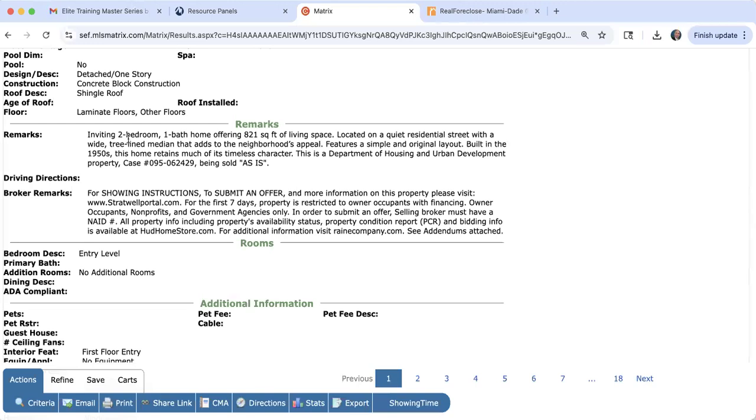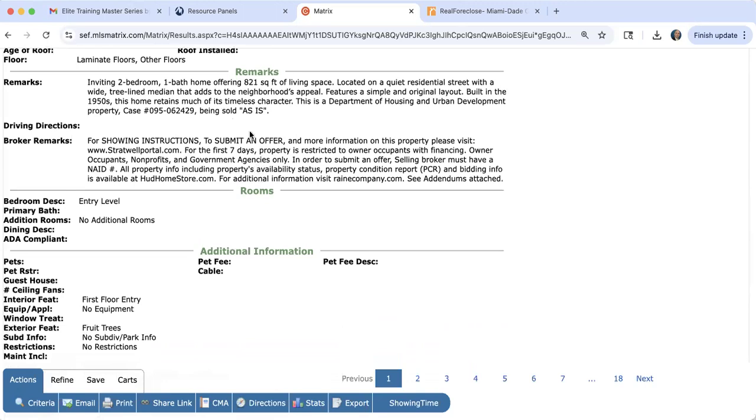And taking a look here, the remarks, right? You have the remarks, and this is a Department of Housing and Urban Development, so it's a HUD property, right? So it's a foreclosure HUD property, Fannie Mae. And you have the case number there, being sold as is.